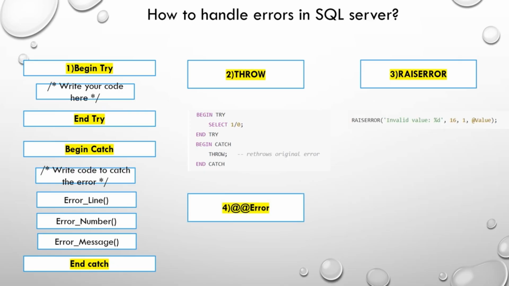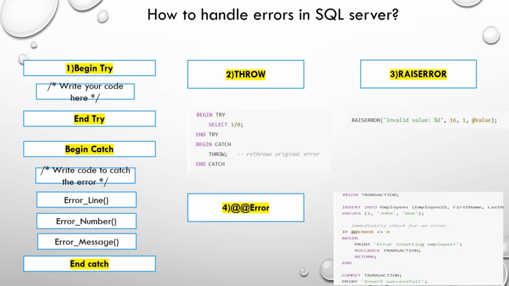The next method is @@ERROR. Before SQL Server 2005, error handling used the @@ERROR variable. After every statement, SQL Server updates @@ERROR. If @@ERROR is not zero, that means an error occurred.